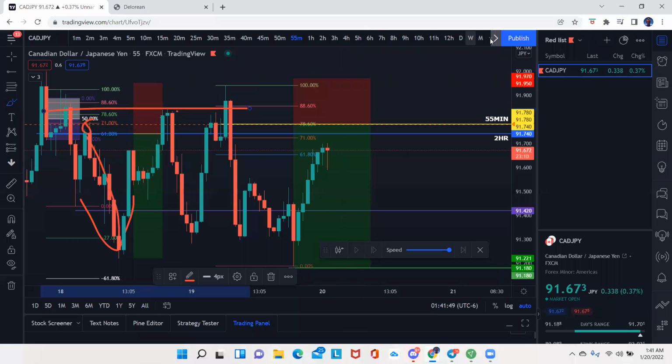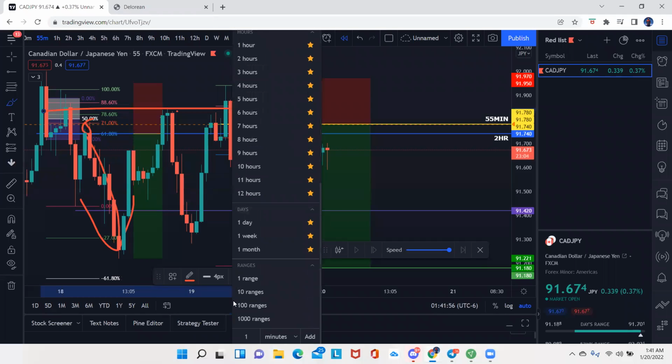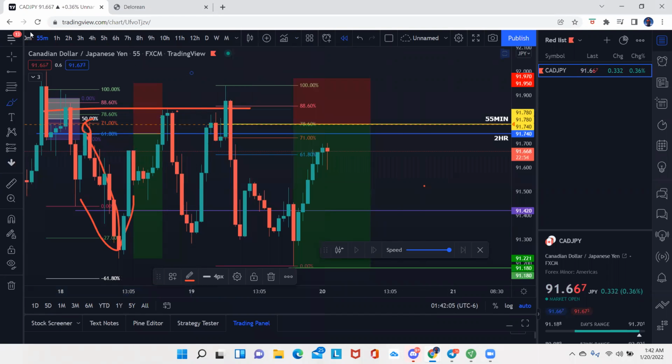And if y'all don't know how to add different time frames, I got y'all. If y'all go right here, time interval, you can do minutes, hours. You can type in the time frame and then just hit add. If y'all want to, y'all can take a screenshot. It's really just 5 minute intervals: 5, 10, 15, 20, 25, 30, 35, 40, 45, 50, 55, 1 hour. And from the 1 hour, I do 1 hour, 2 hour, 3 hour, 4 hour, and I go all the way up to the 12 hour. If y'all want to copy this, y'all can.